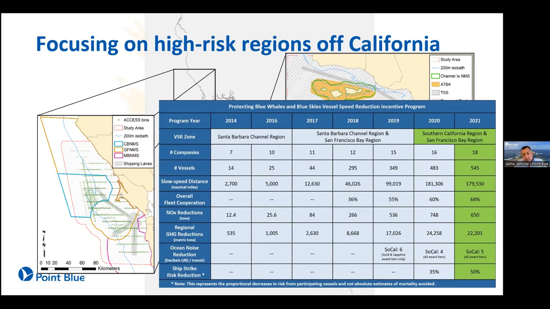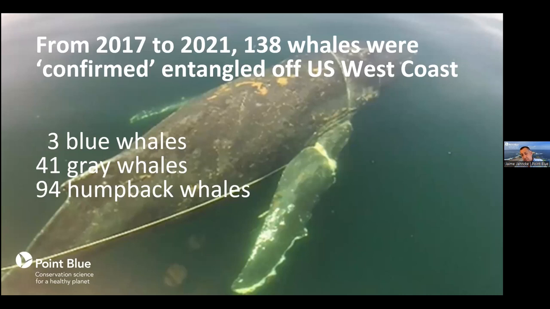Another example of work we're doing within this target is trying to help protect whales from entanglements. Here you see that from 2017 to 2021, about 138 whales were confirmed entangled off the US West Coast. Three of them were blue whales, 41 of them were gray whales, 94 of them were humpback whales. And that is a sad thing to see. There's very little we can do to really save the animals when this happens. Sometimes they untangle themselves, sometimes they're untangled by a specialized team that goes out there to rescue them. Sometimes there's nothing we can do.